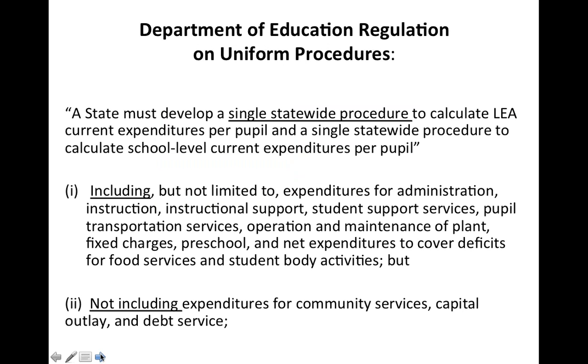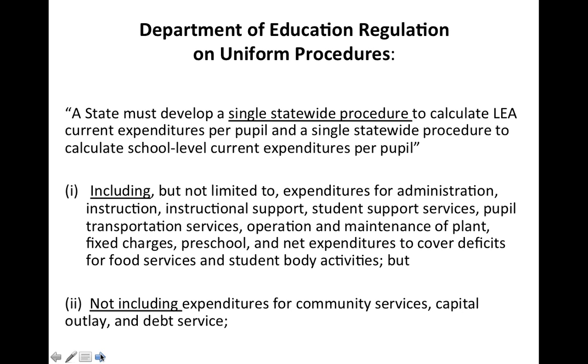So let's take a look again at what the Department of Ed regulation is on the uniform procedures. It says that a state must develop a single statewide procedure, so there must be sort of one way of doing this, to calculate the LEA current expenditures per pupil, and another single statewide procedure to calculate the school level current expenditures per pupil. And so what we took that to mean is that the first one is to describe what's in and out of the LEA. So are we going to exclude private money? Probably. So we need to figure out how to instruct everybody to exclude private money. Are capital expenditures going to be excluded? Probably, but many states will need some definition of what does that mean. In Florida, I know that technology expenditures, even including software, can be considered capital, so they may need to parse their definition of capital as part of that definition.